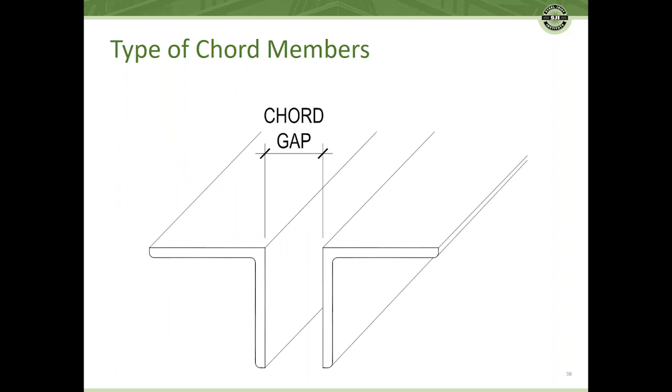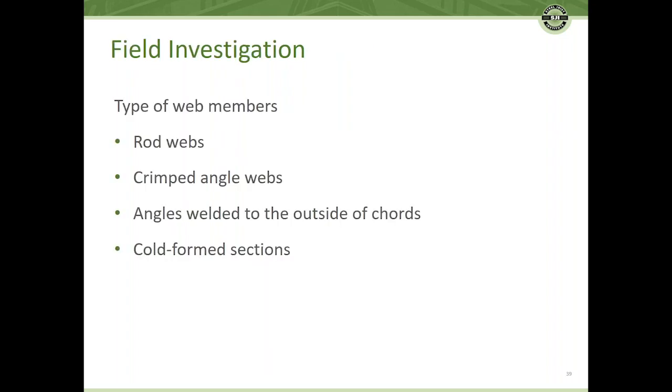And I've got some examples of that. The chord gap generally can vary depending on the joist from a ½ inch to 1.5 inches, and so that's pretty significant information. Typically, for most joists, the chord gap is 1 inch, but it can be bigger. So that's a piece of information that needs to be known if you're doing a field investigation.